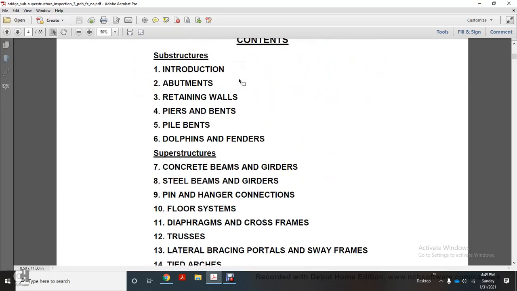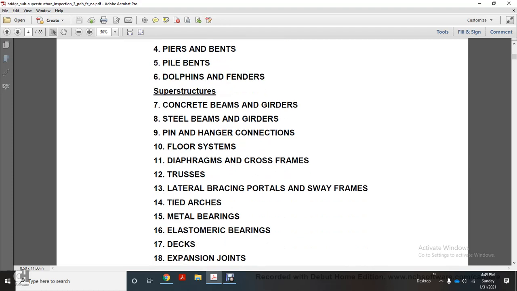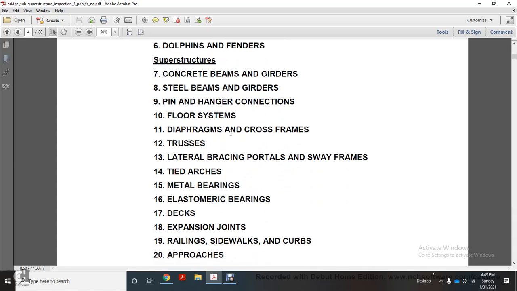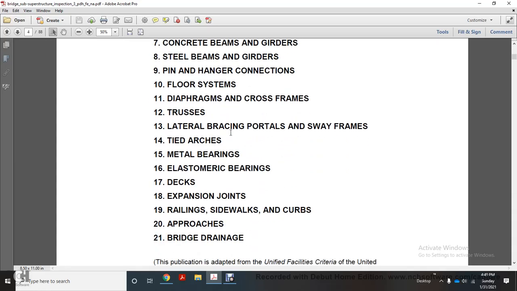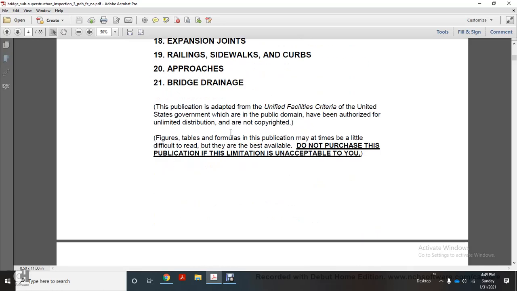Introduction: abutments, retaining walls, piers, bents, pile bents, dolphins, and fenders. Superstructure: concrete beams, girders, steel beams, girders, pins, hanger connections, floor system, diaphragms and cross frames, trusses, lateral bracing, portal sway frames, tied arch, metal bearings, elastomeric bearings, decks, expansion joints, railings, sidewalk curbs, approach slabs, and bridge drainage.